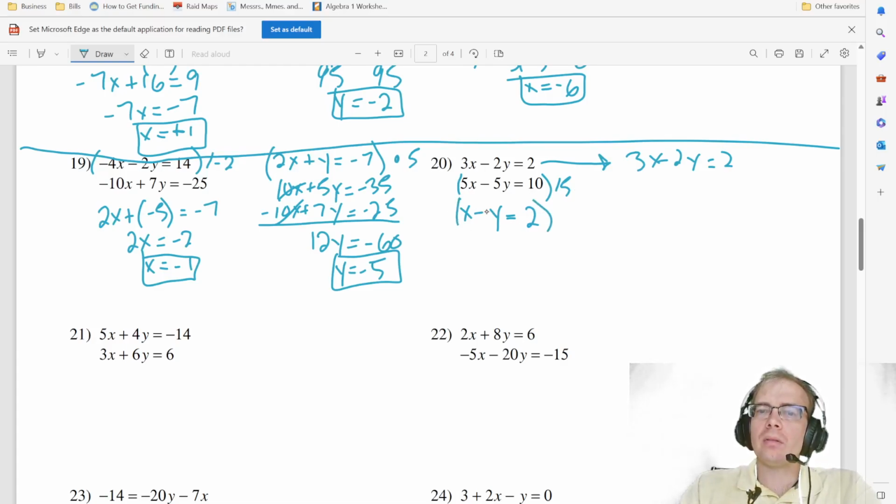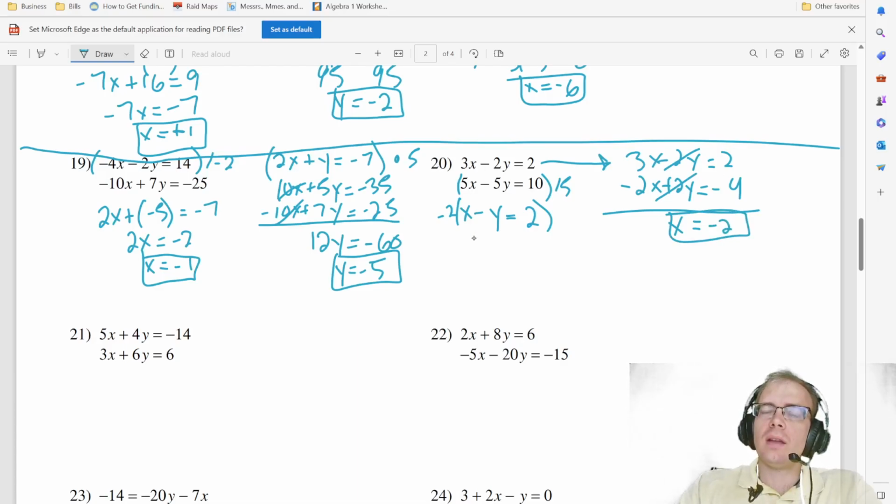So times it by negative 2, it's going to be negative 2x plus 2y equals negative 4. There we go. Now we can get the y's cancel. 3 minus 2 is 1. Ooh, that worked out nicely. 2 minus 4 is negative 2. X is negative 2.